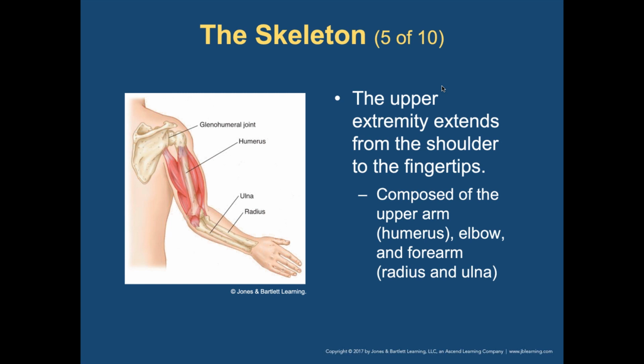All right, now we get into the upper extremities. It extends from the shoulder to the fingertips and is composed of the upper arm. That is the humerus, and then at the bottom you have your ulna and radius. The humerus connects with the bones of the forearm to form the hinged elbow joint. You see right here, also held together by those muscles.